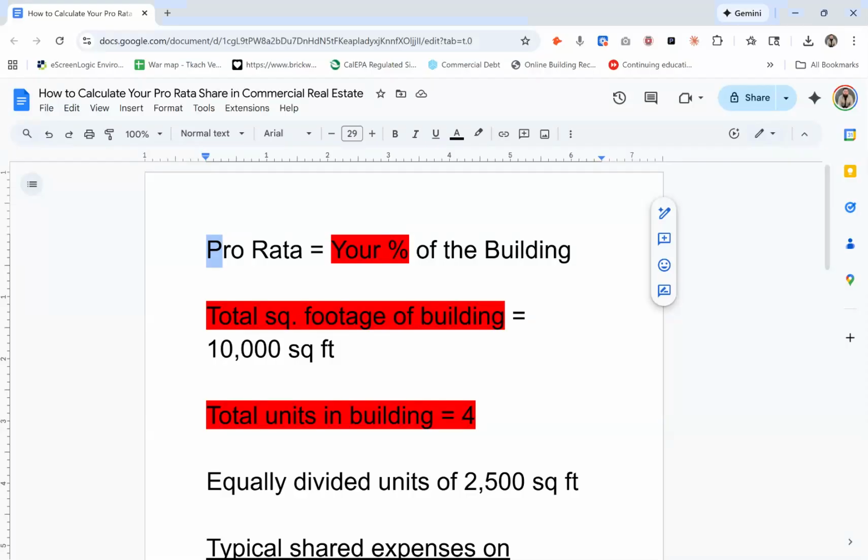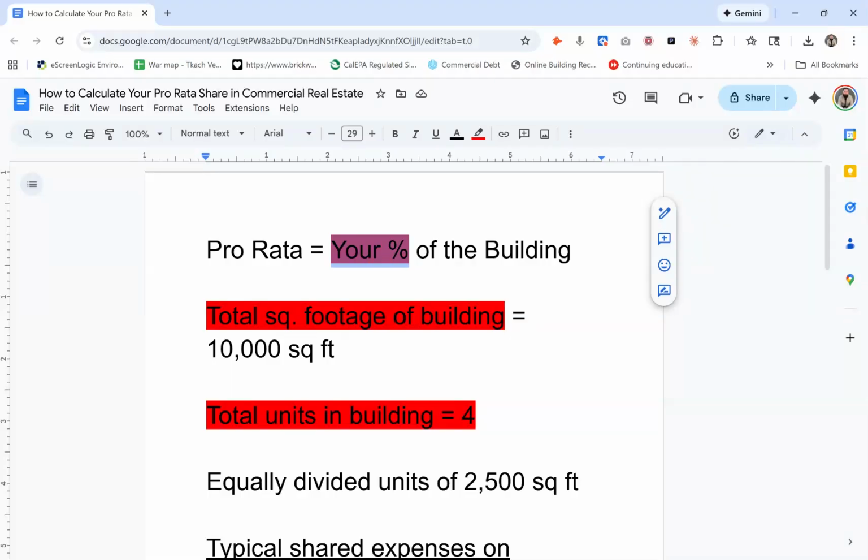So, pro rata just means your percentage of the building that you're occupying. Once again, your percentage. Okay. In most leases, it's just the share based on actual square footage, not usage of anything, not revenue, not some kind of side agreement with the owner, just your percentage of the building.